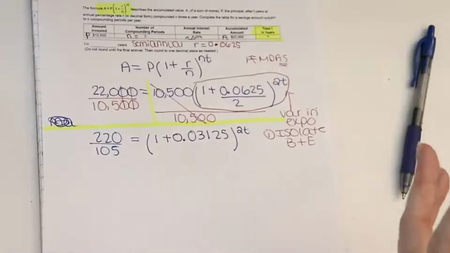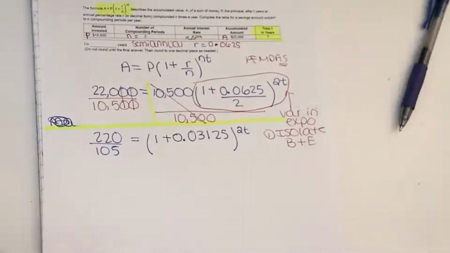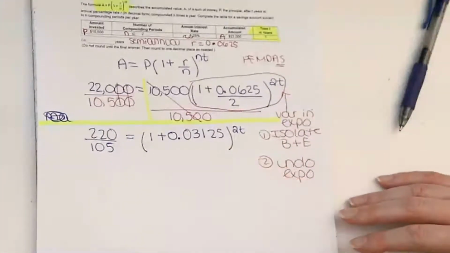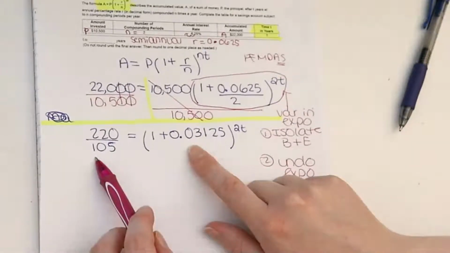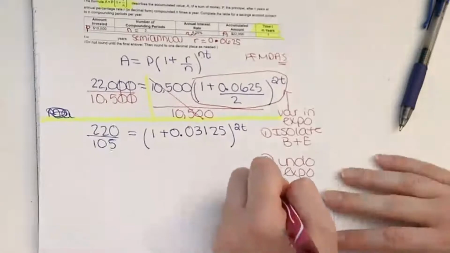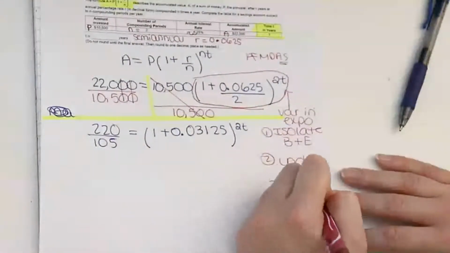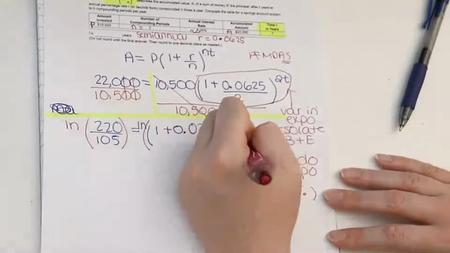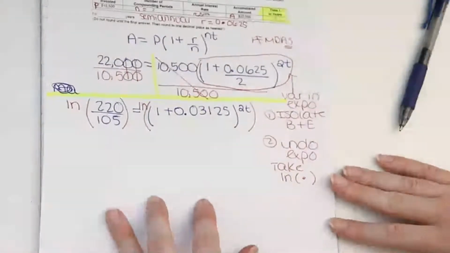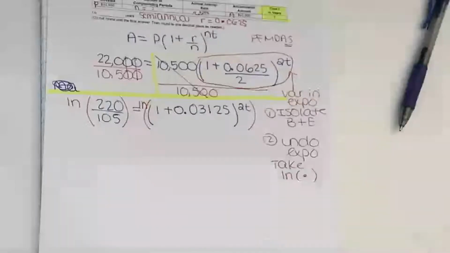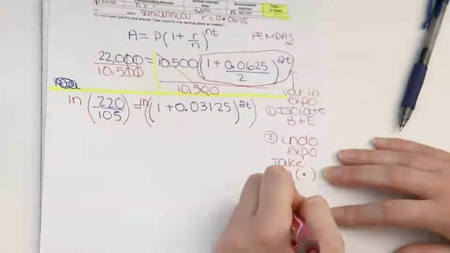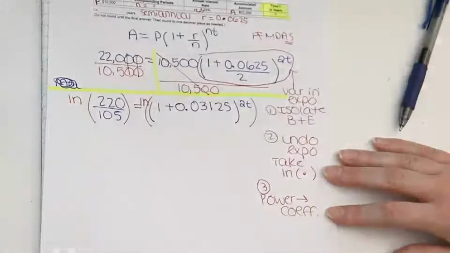Okay, so at that point, you've isolated your base plus your exponent, and then your second step is to undo that exponent. Now the question is, how do you undo that exponent? You're not going to get a common base between these two numbers. So that tells us that we're going to take the natural log of both sides. Okay, so we're going to apply the natural log here, and we're going to apply the natural log here. The whole reason why we're taking the natural log is because we want to undo that exponent. And the way that we can do that is use the fact that the power can become a coefficient.